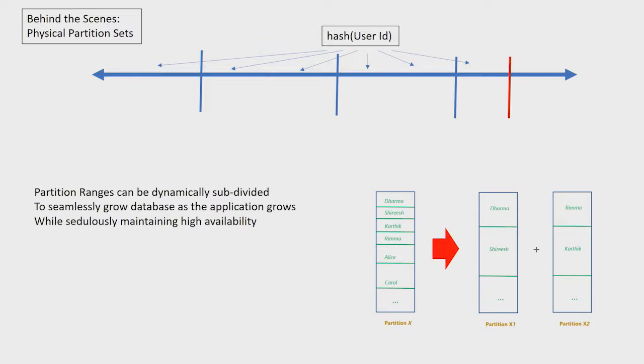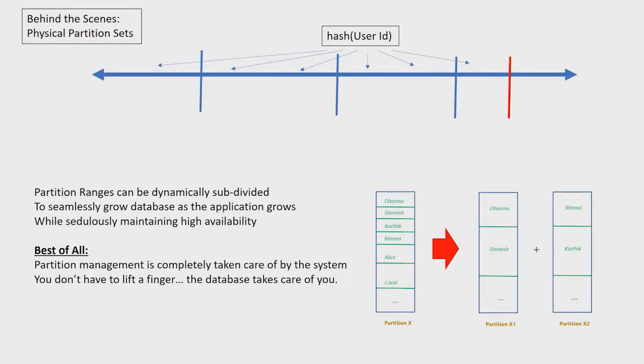And this is actually happening all behind the scenes. You don't even need to lift a finger. Basically, the database will grow, or rather your container will grow as your application grows. It'll do this while simultaneously maintaining high availability. Sorry for the typo on the slide. And basically, this is the under-the-scenes look of Cosmos DB.